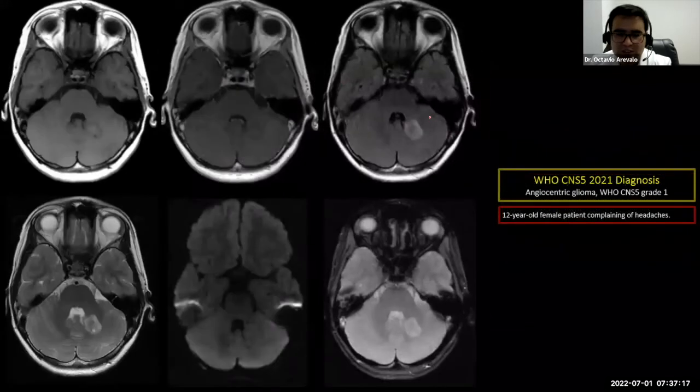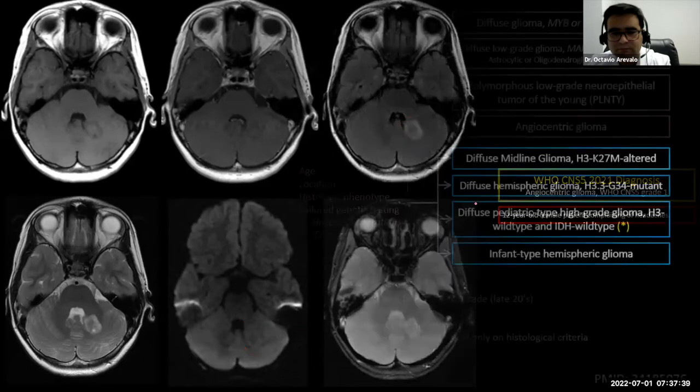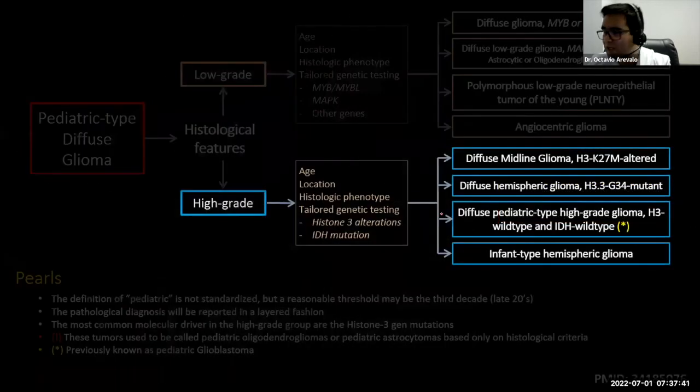Same story here. This is a 12-year-old patient with headaches. She was found to have this non-enhancing lesion of the left cerebellar white matter with no restricted diffusion, which is something that is reassuring in a pediatric tumor of the posterior fossa. And again, this is an angiocentric glioma in the posterior fossa. Now let's talk about the high grades.